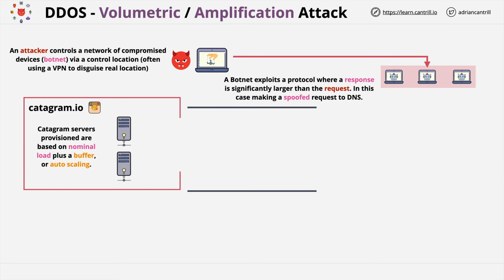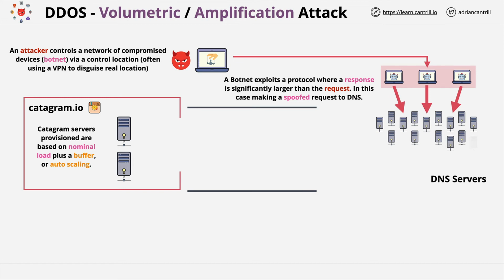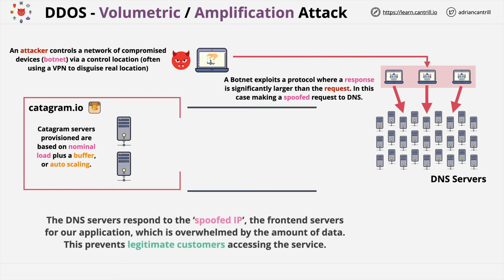In this case, our smaller botnet makes a large number of requests to a large number of DNS servers. The requests can be made to a large number of DNS servers and be done frequently because the amount of data that it takes to make the request is relatively small. Now the botnet will use a spoofed IP address, and it will use the IP address of our application infrastructure. So rather than the DNS servers responding to the botnet, the DNS servers will all respond to our application servers.